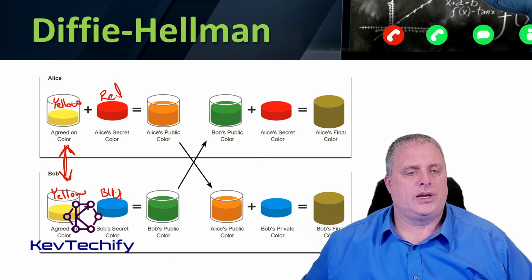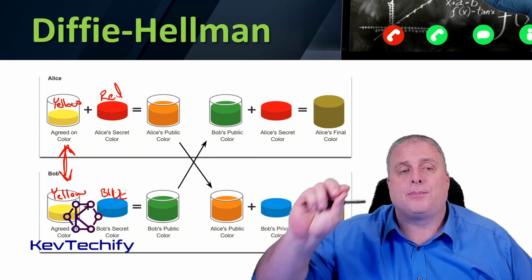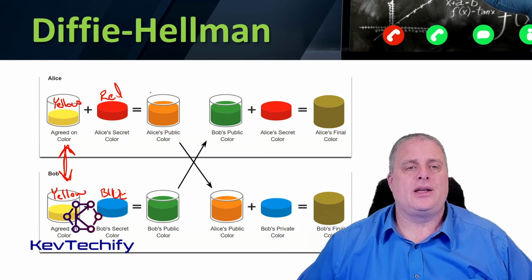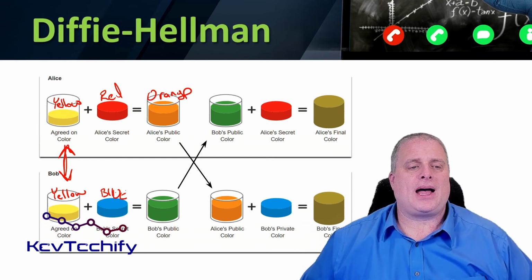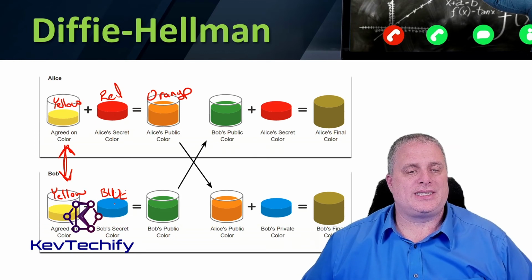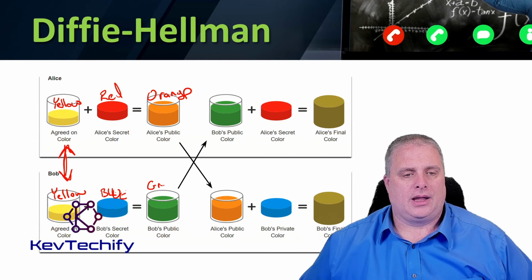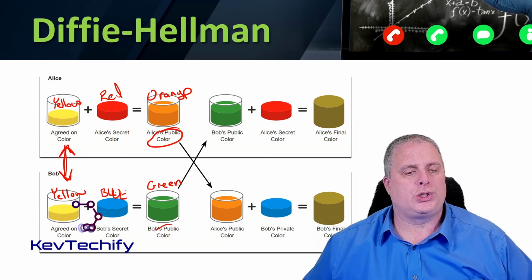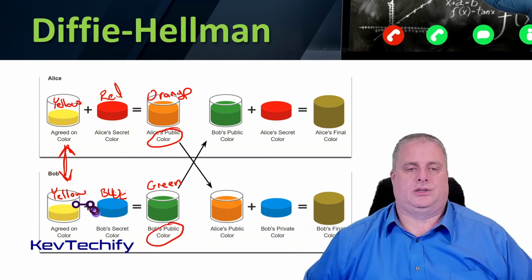What we do is we combine the agreed upon color with the secret color. So Alice's yellow and red makes orange. And for Bob, the agreed upon color is yellow, his secret color is blue, and that will give us green. Now, these combined colors are public colors. These are the colors that they will show everybody who looks at them, and they'll say, hey, this color is orange. This color is green.